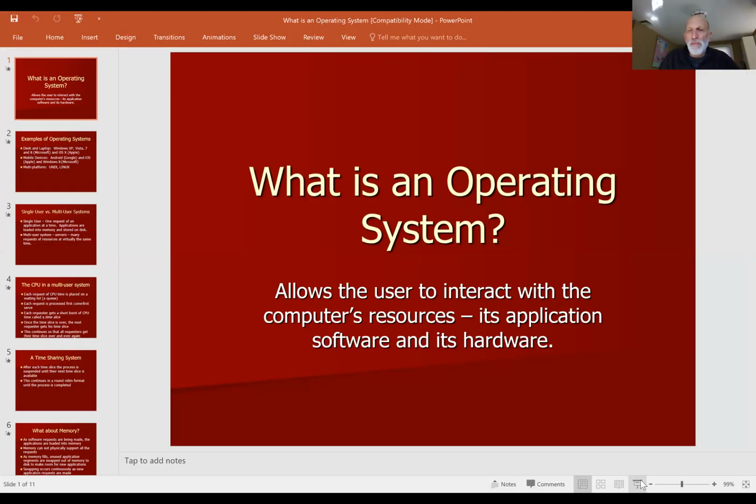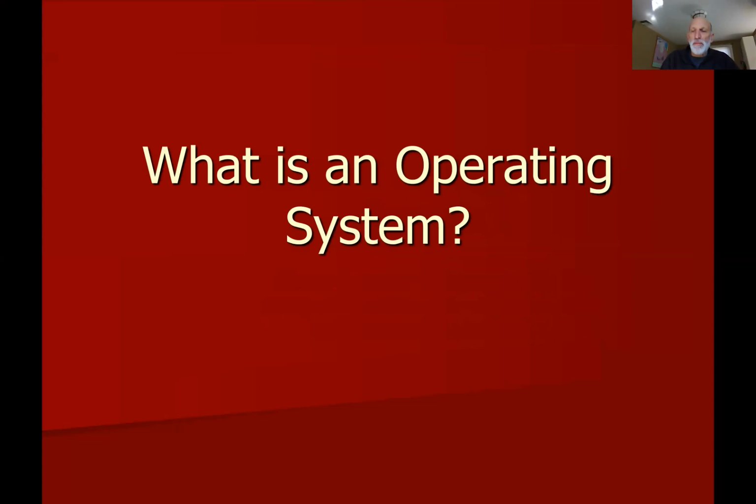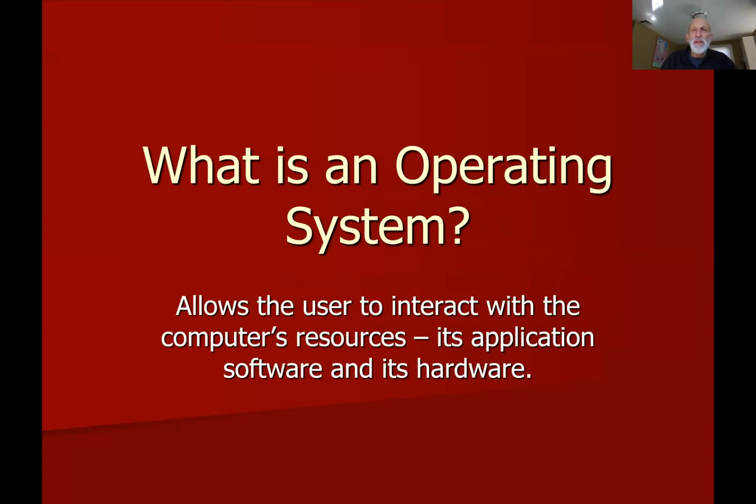Okay, so basically the operating system is the way that the user can interact with the computer resources and the hardware. So the resources being both software and hardware. So that's basically the definition of an operating system.